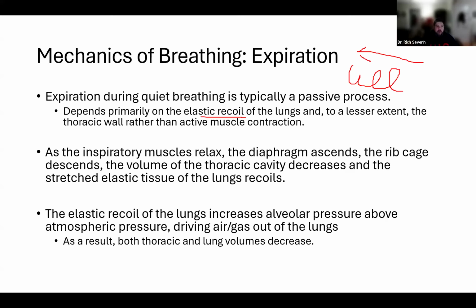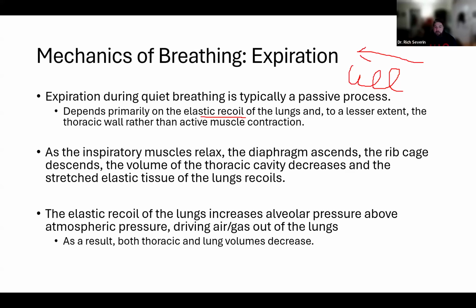There's also a recoil of the chest wall, rather than active muscle contraction. So as the inspiratory muscles relax, the diaphragm reascends to its resting position, that dome shape. The rib cage descends, the volume of the thoracic cavity decreases, and the stretched elastic tissue recoils. All this together increases the pressure in the lungs higher now than atmospheric, and air begins to flow out because pressure always goes from high to low. That's how air flows in, because we decrease the pressure below atmospheric and it flows into the lungs. During expiration, we increase the pressure higher than atmospheric and it flows out.